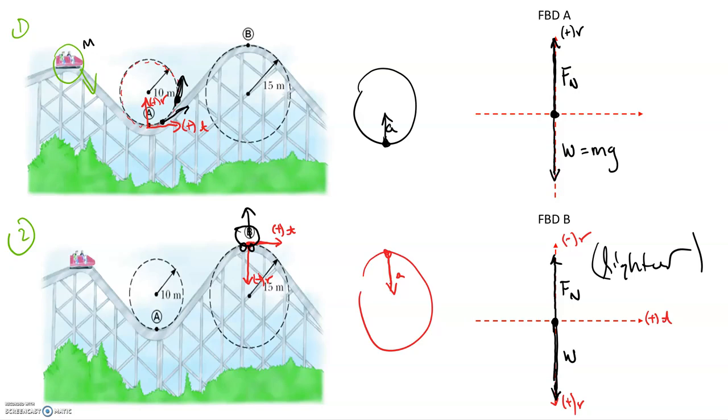So the next time you're driving down a large hill, pay attention to how you feel at the bottom of the hill. If you got something like this and you start to go back up, pay attention to this spot right here and see how you feel. Do you feel heavier? And then you can use these forces to explain why you feel heavier at that spot.